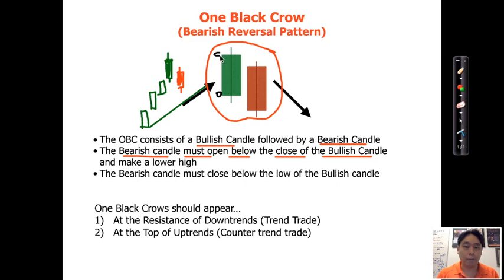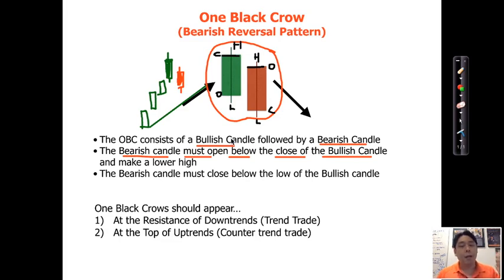So again, recall this is the open of the bullish candle. That's the close. This is the high. This is the low. This is the open of the bearish candle. That's the close. That's the high. And that's the low. So criteria one is the bearish candle has to open, this is the opening price, below the close of the bullish candle. So that is the first criteria that must be met.